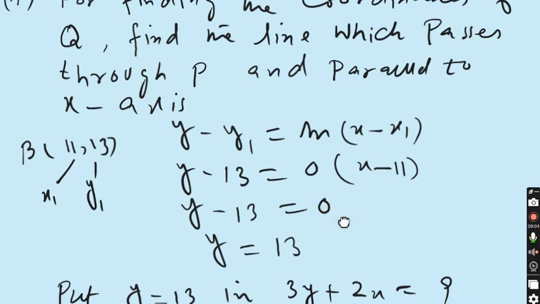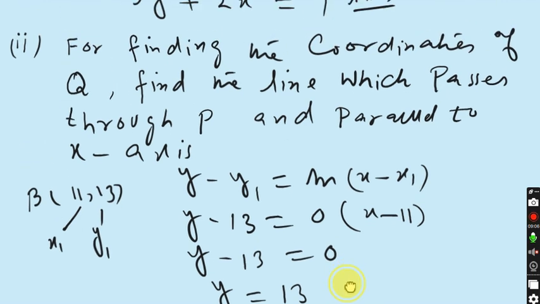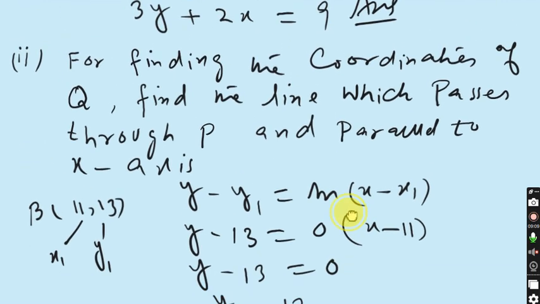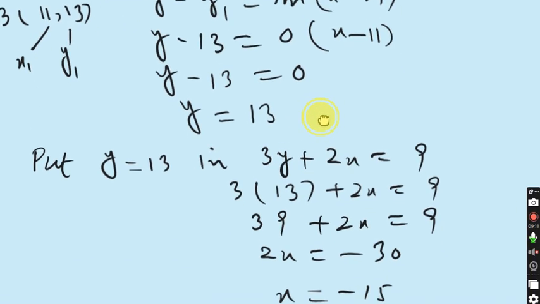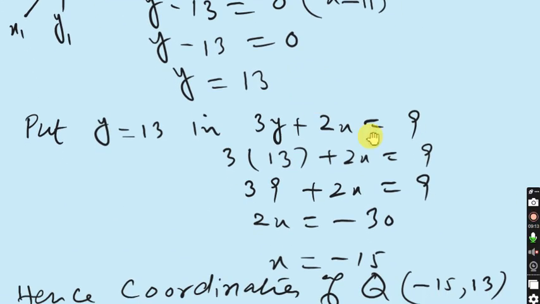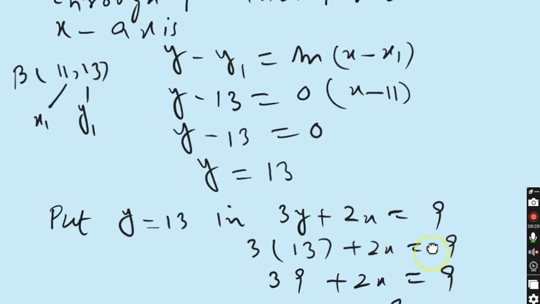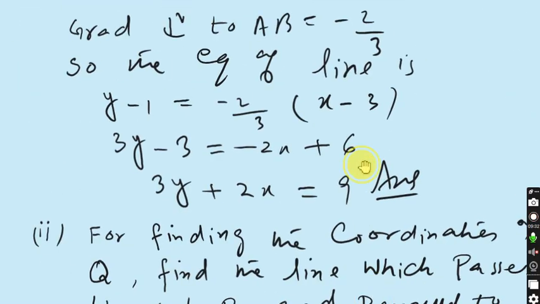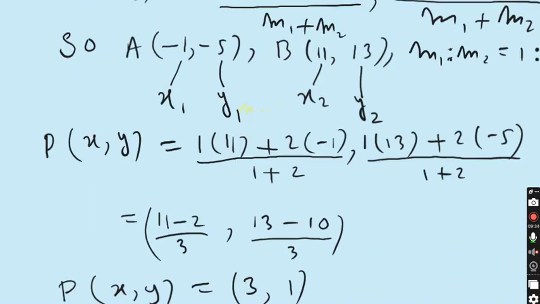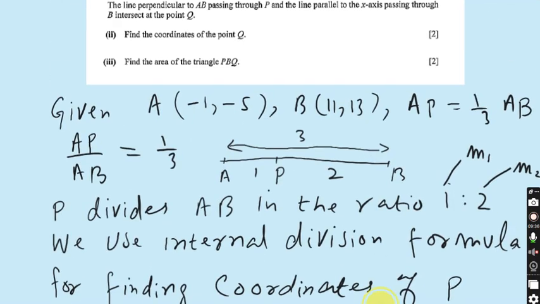Put y is equal to 13 in the equation 3y plus 2x is equal to 9, the equation we extracted from part number 1. So 3 into 13 plus 2x is equal to 9. 13 3s are 39, plus 2x is equal to 9. 2x is equal to minus 30 and x is equal to minus 15. Hence the coordinates of Q are minus 15 comma 13. Answer. That's it.